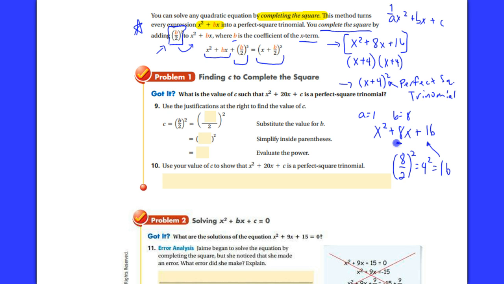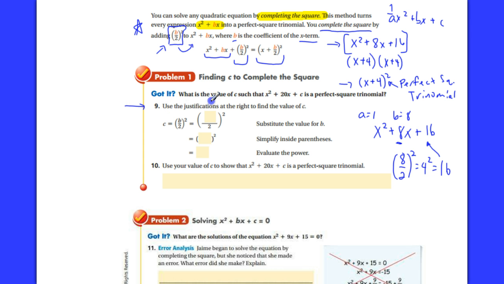If you take this coefficient, divided by 2 and square it, you will get the value that makes it a perfect trinomial square. Well, this is really, really handy for us. If we can create trinomial squares, we can solve them real easily. And that's what you're going to see hopefully today. So let's look at number 9 here.